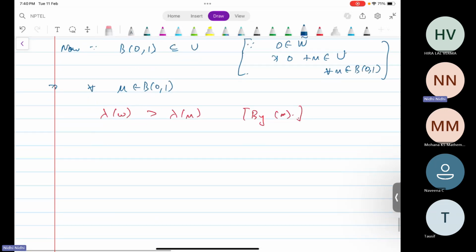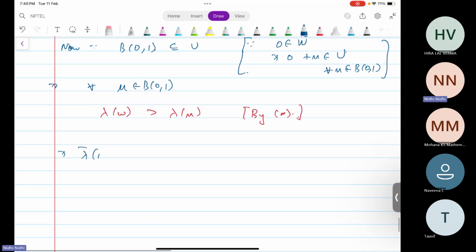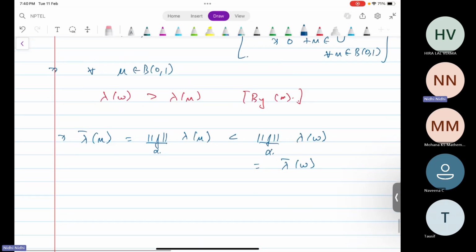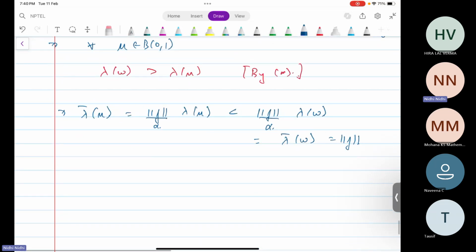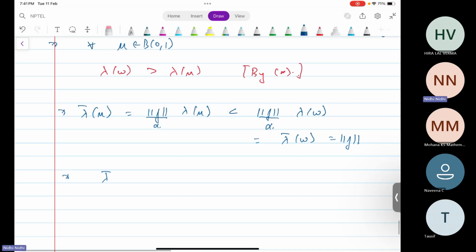So this gives us lambda bar at u, which is equal to norm f by alpha times lambda u. And since norm f and alpha both are positive, I can write it strictly less than norm f by alpha lambda w, which is equal to lambda bar at w, and we know that this is equal to norm f. This implies lambda bar u is strictly less than norm f for every u in B(0,1).